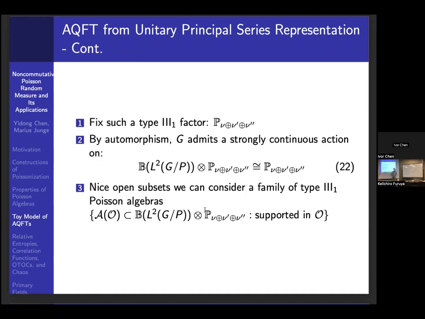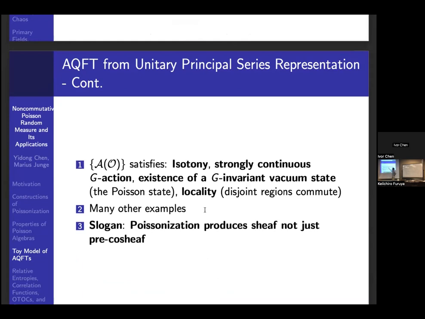You take the corner of your B of L2. You still have the type 3-1 quantum algebra, still isomorphic to itself. But what does this set of quantum algebra satisfy? A couple of things. Isotony; it admits a strongly continuous group action by a group G, the original group. And the set of A of O is covariant under this group action. You have the existence of a G-invariant state.